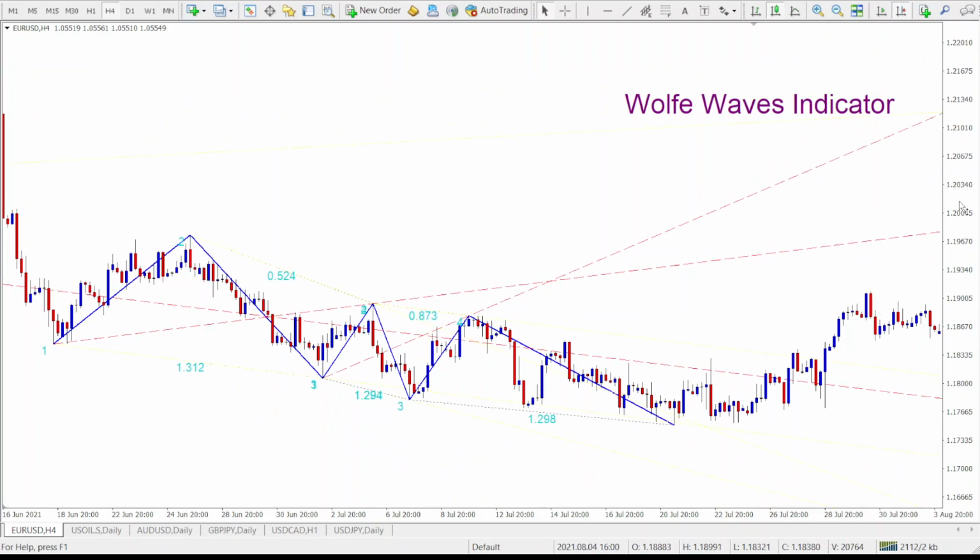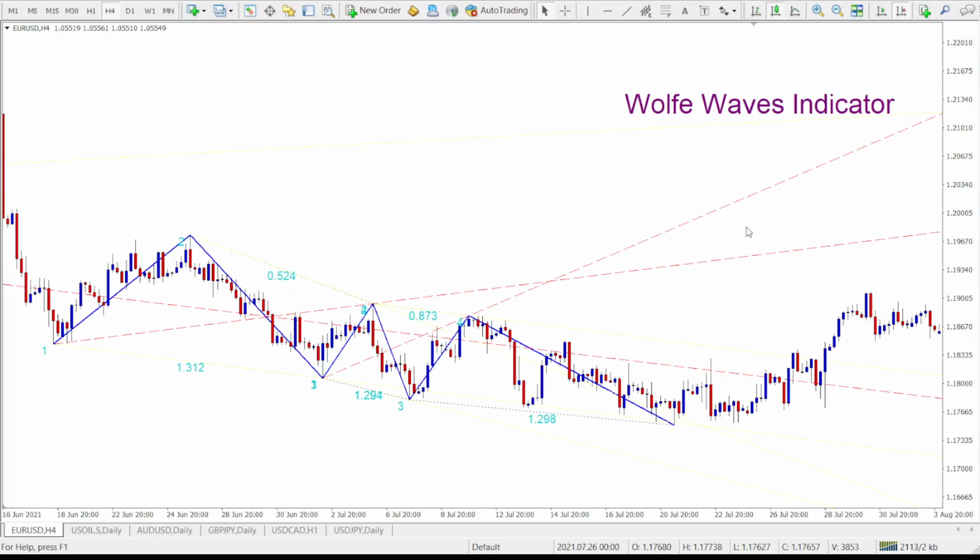So the Wolfe Wave indicator is an advanced trading indicator that aims to identify and simplify the Wolfe Wave pattern. The Wolfe Wave pattern is simplified by the Wolfe Waves indicator, so you do not have to manually draw the pattern yourself.